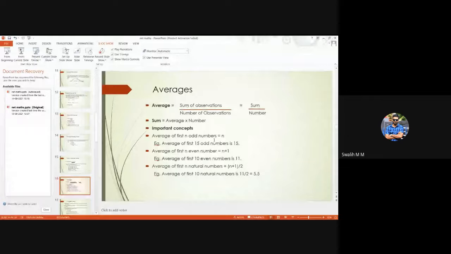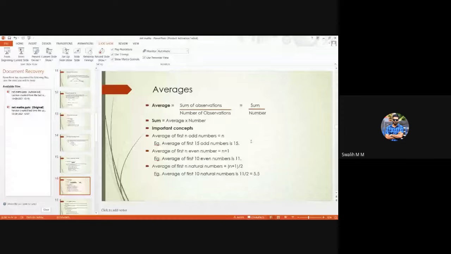Instead of that, you can use this formula. Average of first n odd numbers is n. That is, if you add all the first 10 odd numbers and divide, you will get 10. First 15 odd numbers, you get 15. You add, then divide by the total number. That is 1 plus 3 plus 5 plus 7 etcetera up to 19 and divide by 10 numbers, you will get 10. And if you add the same up to 29 and divide by 15, the average would also be 15.